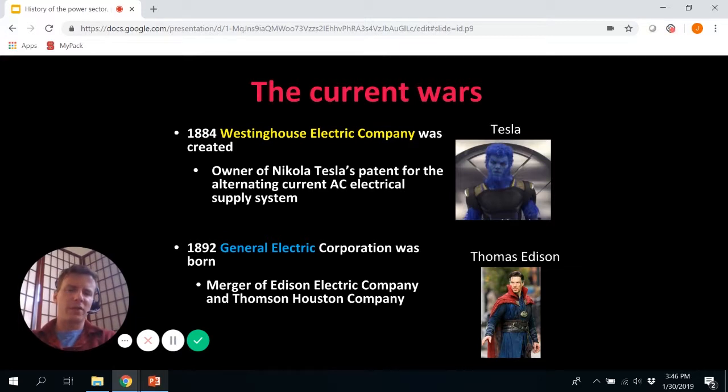So the current wars, as I mentioned, involved 2 opposing forces. The first was the Westinghouse Electric Company, and the other was General Electric. So the Westinghouse Electric Company was the owner of Nikola Tesla's patent for the alternating current AC electrical supply system. And in the movie The Current War, Tesla is played by the same guy who plays the Blue Beast in the X-Men movies. The other opposing force was General Electric Corporation. It was created from the merger of the Edison Electric Company, which was owned by Thomas Edison, and the Thomson-Houston Company. In the movie, Thomas Edison is played by Benedict Cumberbatch of Sherlock fame, as well as Doctor Strange.